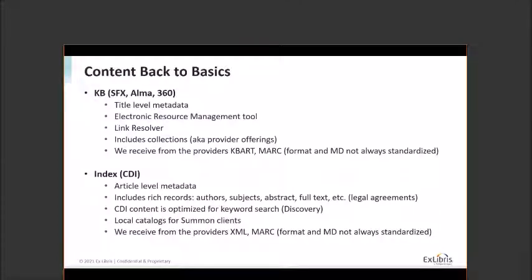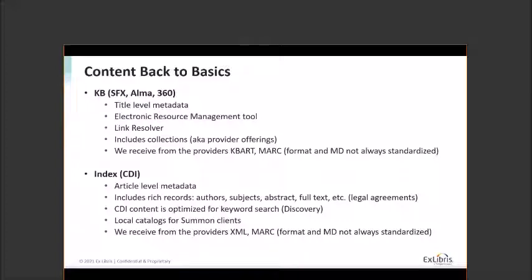So let's look a little bit into what we have. We have the KBs: SFX, Alma, and 360. SFX and Alma traditionally work with the Primo UI, and 360 works with the Summon UI. In the KBs, we have title level metadata, which means the entries in the database are at the title level, the journal name or the book name, but not further. We do not have the articles or the book chapters. We only have the title level.